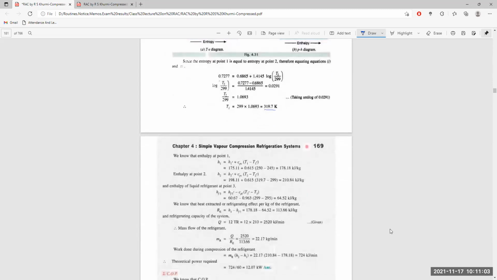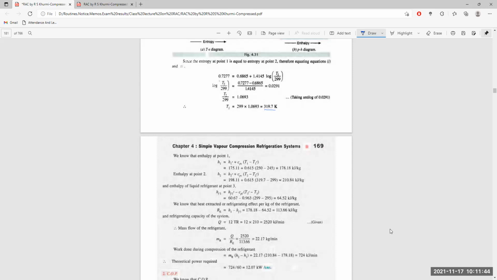Now we have to find the respective enthalpies. What is H1, the enthalpy at the entrance of the compressor? It is given as H1 dash, the enthalpy of the refrigerant in fully vapor state at low temperature, which is known as 175.11 plus Cp vapor, the specific heat of vapor, multiplied by the temperature rise from T1 to T1 dash, that is 250 minus 235, total. After calculation, it becomes 178.18.